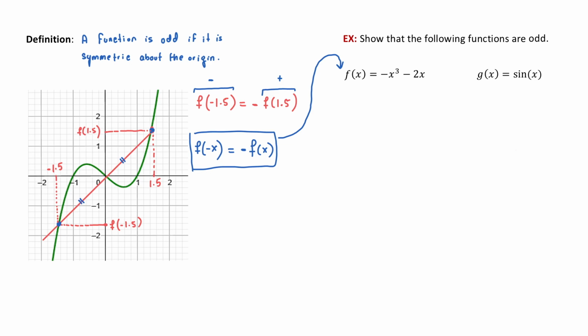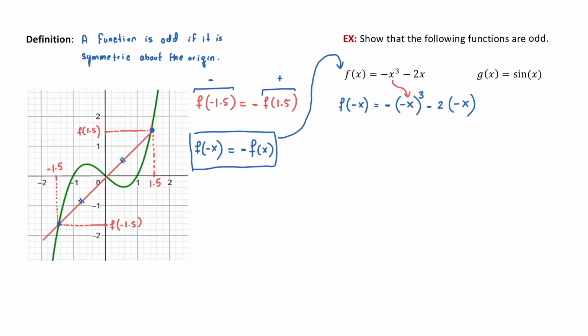So let's try that. We're starting with f of negative x. We now substitute negative x in place of x, right? I'm hoping that you can see right there how we substituted negative x in place of x. Then minus 2, substituting again negative x, and now simplifying.